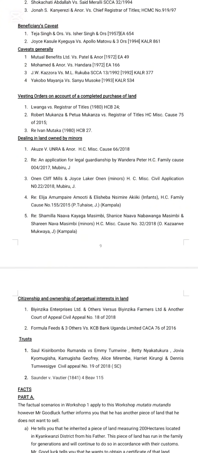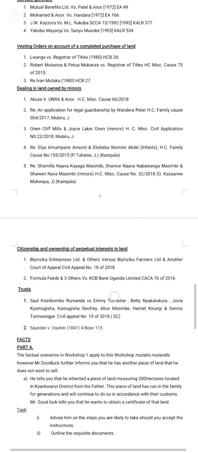Once you have paid the full purchase price and you are in possession of the land, but the seller is missing, you apply for what we call a vesting order. I hope you have gotten those conditions stated in Robert Mukanza and Petua Mukanza versus Registrar of Titles, also in Ivan Mutaka. Assume that you have bought my land, and I had an urgent meeting and I fly to USA and I'm not going to come back, but you're already in possession and you paid the full purchase price, so you don't demand anything. You proceed under the vesting order section, and the registrar will be able to vest that title into your names.